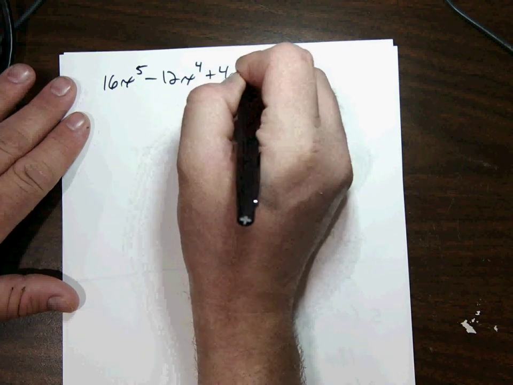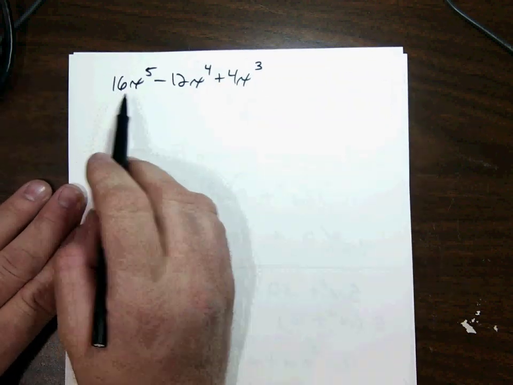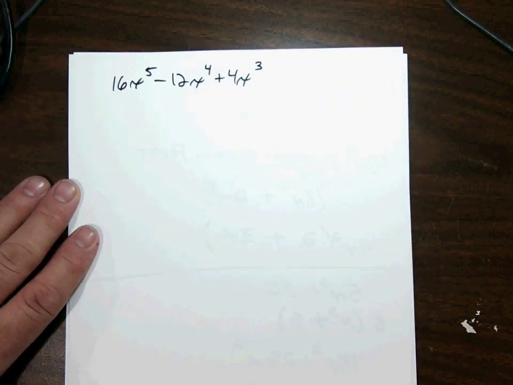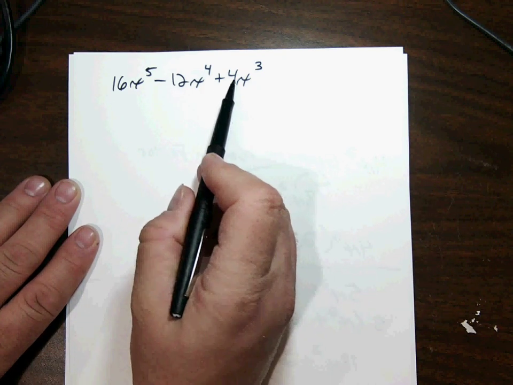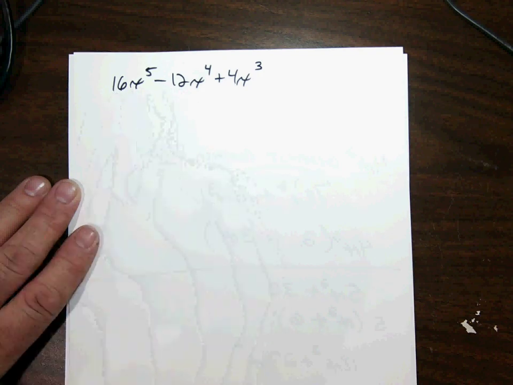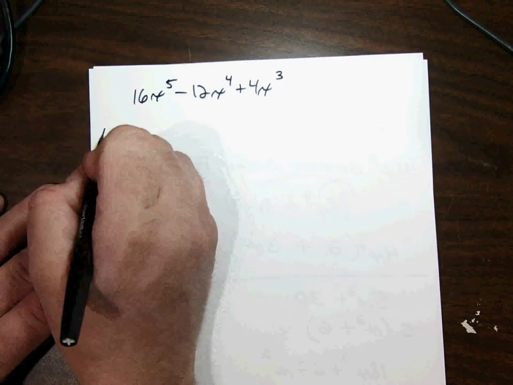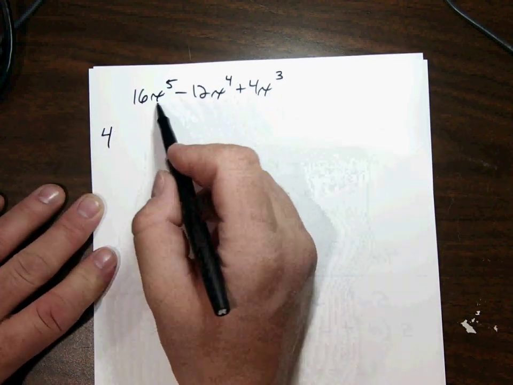I've got 3 pieces. Okay. Between a 16, a 12, and a 4, what's going to be common? A 4, right? There's obviously a 4 inside of a 4. There's a 4 inside of a 12 and a 4 inside of a 16. Got it. What's my smallest exponent here?